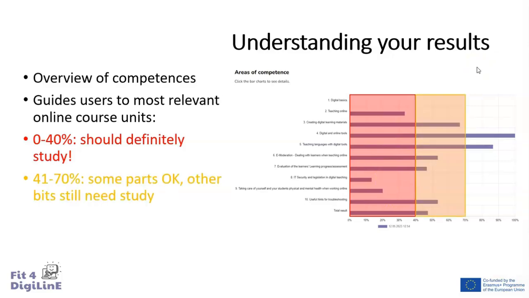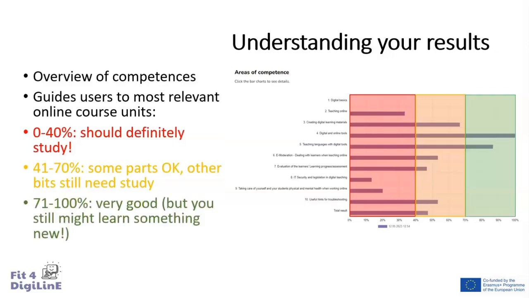If your score's between 41% and 70%, so that's these areas here in the orange, that suggests that you already have a bit of knowledge in those particular areas, but it would still be a good idea to develop your expertise a bit more. So you can remind yourself about what you already know and learn how to take things further in the relevant units of the online course.